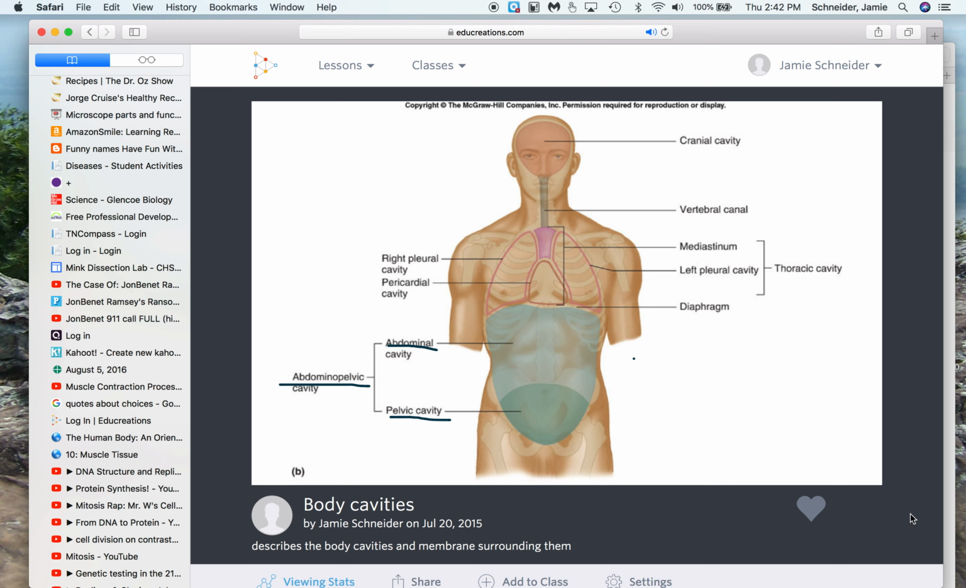The same thing with the pericardial. I have the visceral pericardium and the parietal pericardium. The same thing with the abdominopelvic area. This abdominopelvic area is called the peritoneum. So I have the visceral peritoneum and the parietal peritoneum.